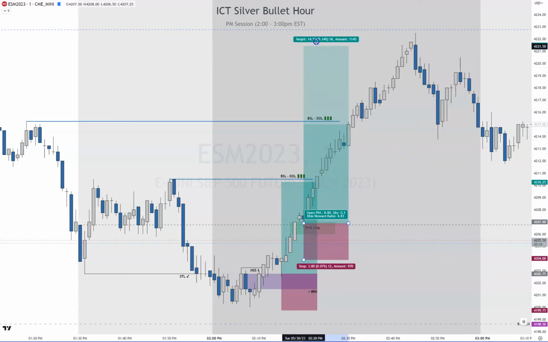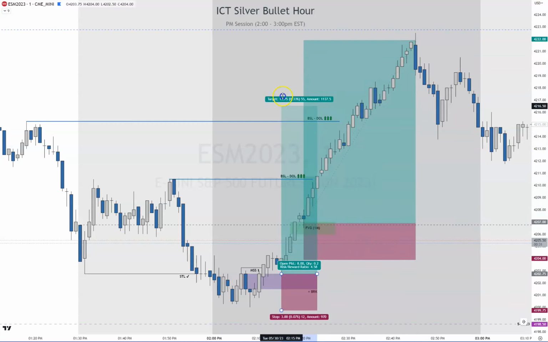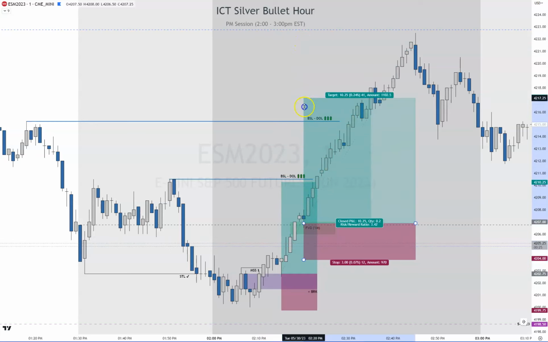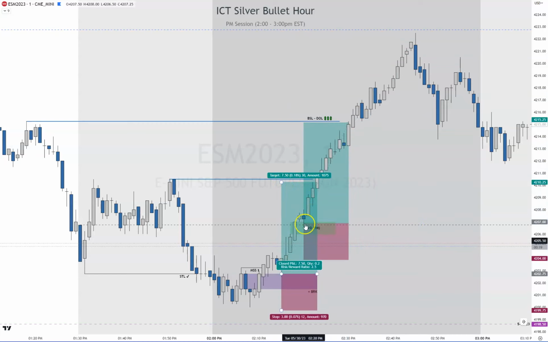Now, could you ride it up all the way up here? Absolutely. You can get 15 handles right there. Could this one, how much would you get here? 19 handles. Awesome. Let's put those back to where they were. But those are the first targets. Then me personally, I'm raising my stop up and I'm trailing it up and letting it go, taking partials off. Those are the first two trades.